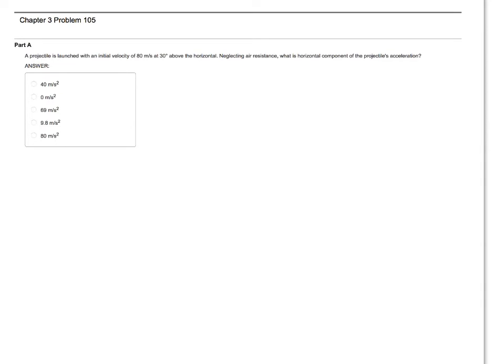Moving on to this next one, we have a projectile launched with an initial velocity of 80 meters per second at an angle of 30 above the horizontal. In the absence of air resistance, we want to know the horizontal component of the projectile's acceleration. This should be automatic here. We know that objects only accelerate down at 9.8 meters per second squared while they're in midair, and there is no horizontal acceleration, so that answer is just 0.